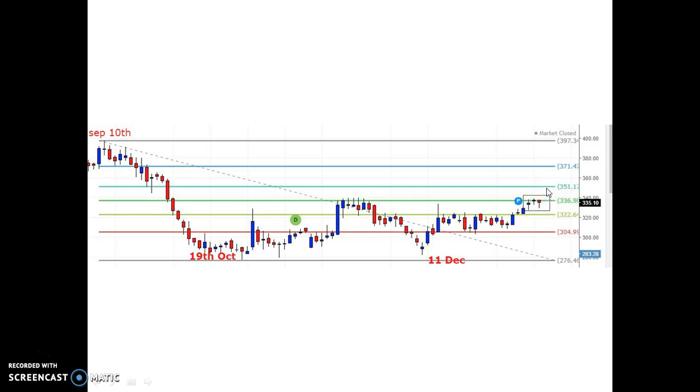If the price moves above 336.90, the resistance is 351. If it closes below 322, that is the support, as per the Fibonacci levels.